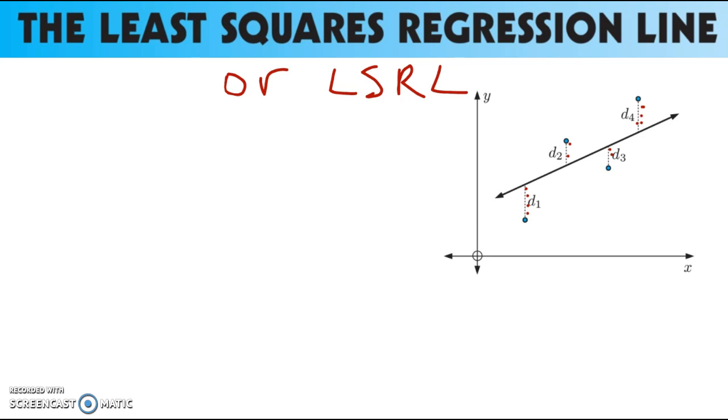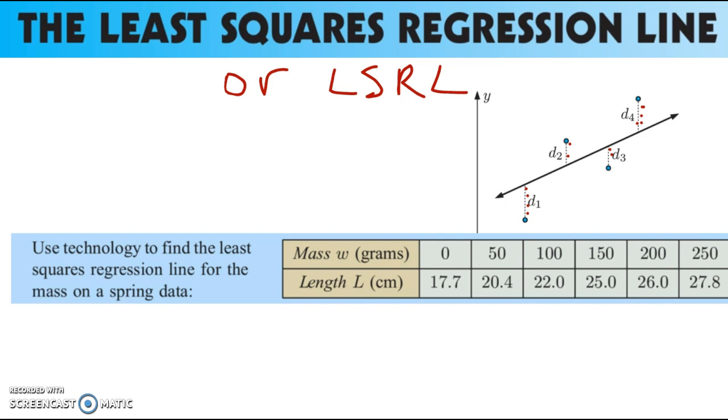We will use technology to find the least squares regression line. So let's look at an example. The data we're going to look at is mass that's put on a spring and the length of the spring. Here are our data points. You might want to go ahead and try to work this with me. So go ahead and put your data into your calculator.